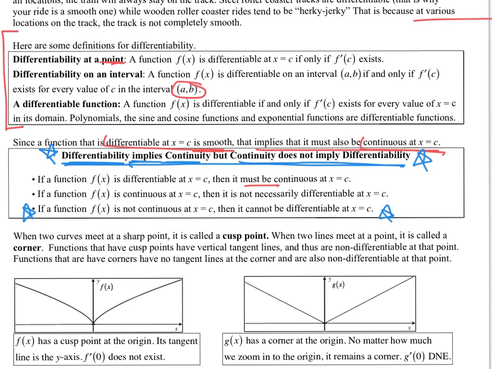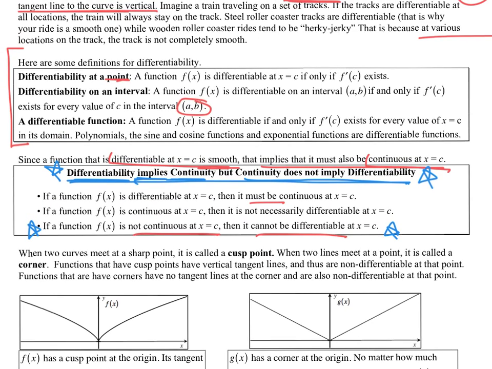So differentiability implies continuity, and then I believe it's the contrapositive of that. If you're not continuous, then you're not differentiable. So if you know for a fact that it's not continuous, then it for sure cannot be differentiable. All right? If it's not continuous, then it's not differentiable. I hope that makes sense. You may want to rewind that and hear that again, but this is really important here.